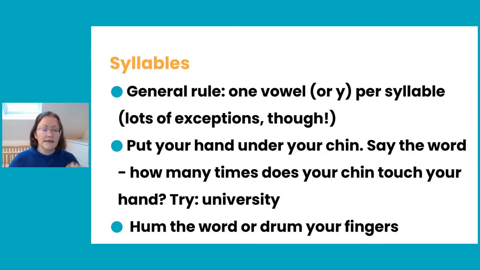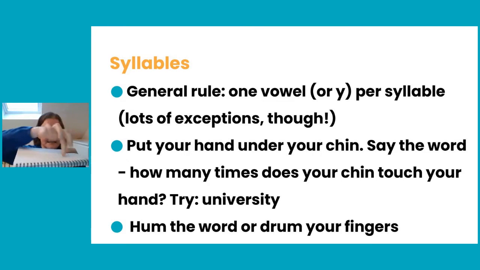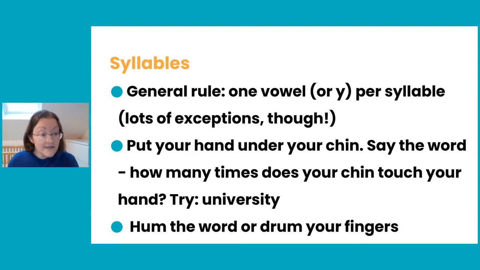Another thing you can do is tap your fingers on the table. It's like da, da, da, da, da. You can't see my table, it's out of shot, but let's try it on the book. So I might go da, da, da, da, da. So, whatever it takes, hum, use your fingers, hand under the chin, count the vowels.